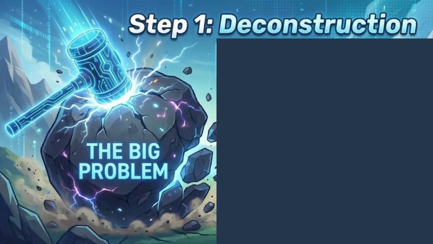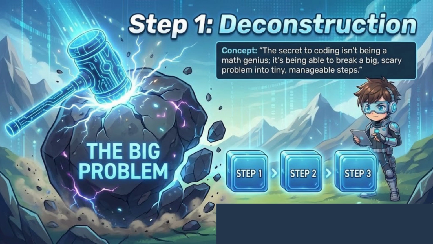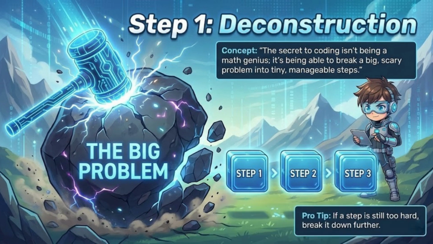Step 1, deconstruction. You have the big problem, and you break it into Step 1, Step 2, Step 3. The concept is that the secret to coding isn't being a math genius, it's about being able to break a big, scary problem into tiny, manageable steps. And here's a pro tip. If a step is still too hard, break it down further.